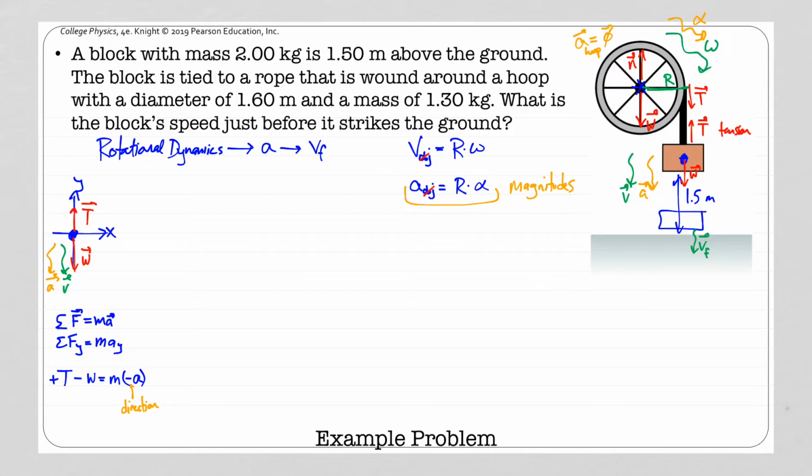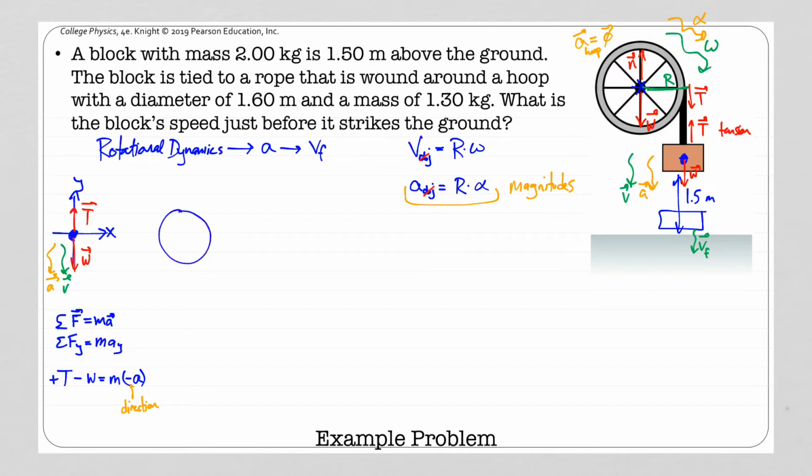Looking at the hoop, we also have forces acting on the hoop, but since the acceleration has to be zero, basically the normal force is going to cancel out all the other forces. So there's going to be zero net force acting on the hoop. However, the hoop should be rotating, so there should be a net torque, and we can find that.